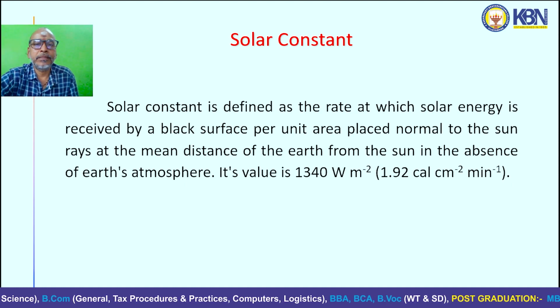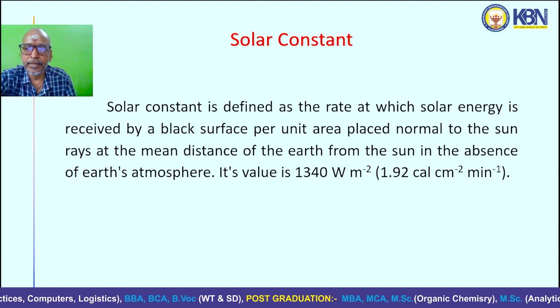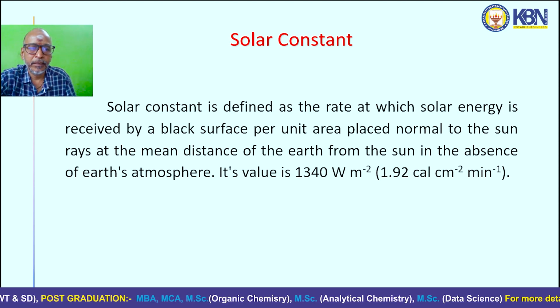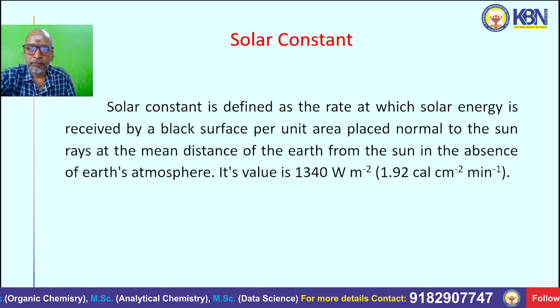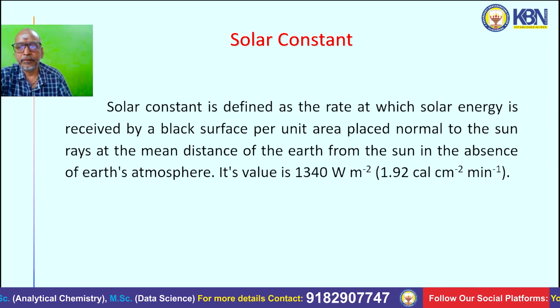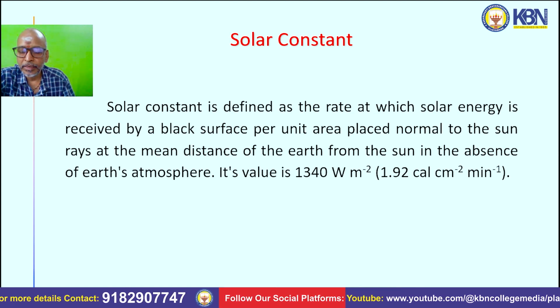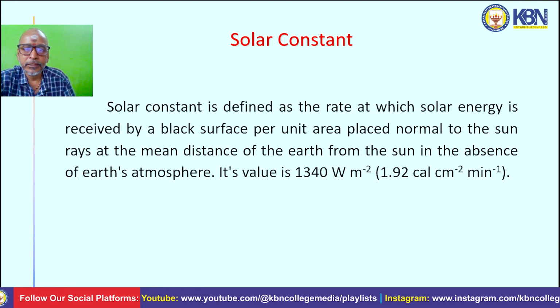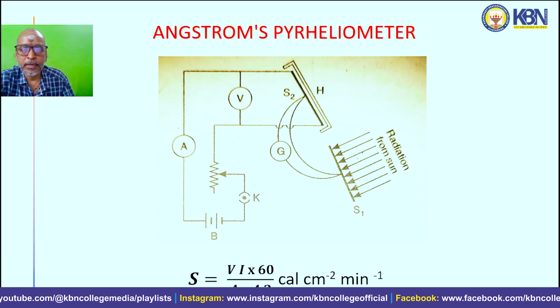The other topic in this unit is the solar constant. The solar constant is the solar energy received by a perfect black body in 1 second per unit area, at a distance equal to the average distance between the sun and the earth, in the absence of the earth's atmosphere. The surface of the perfect black body is normal to the incident rays, and its value is 1340 SI units. The solar constant is represented by the letter S, and it is determined by an instrument.